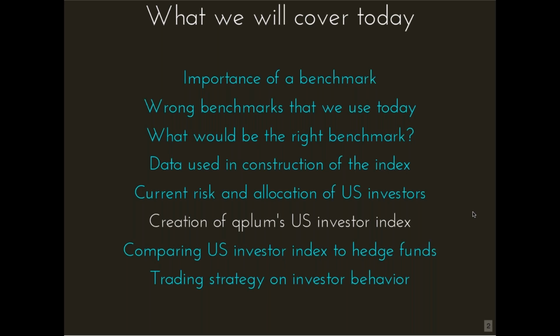Then we'll talk about the U.S. Investor Index, as we call it, and the data that we used in construction of the index. Then we'll look at all the component data, like how U.S. investors are currently allocated, what's the risk we are taking, how have we panicked in the past. All aspects of the creation of the US Investor Index. Then we'll look at some interesting parts like how US investors compare to hedge funds. We'll look at a possible trading strategy that we can derive based on the predictable part of investor behavior.